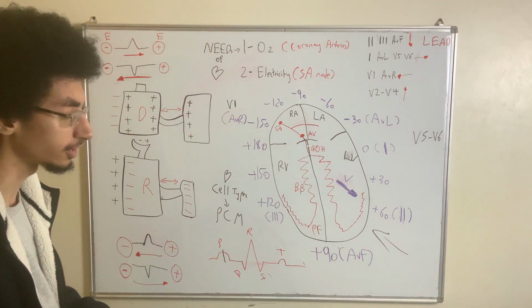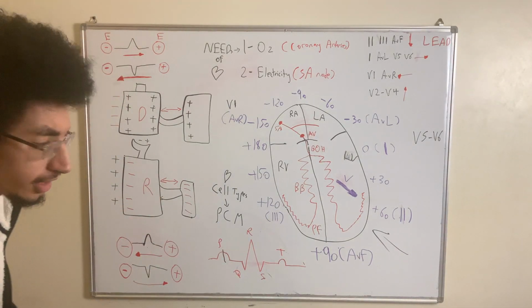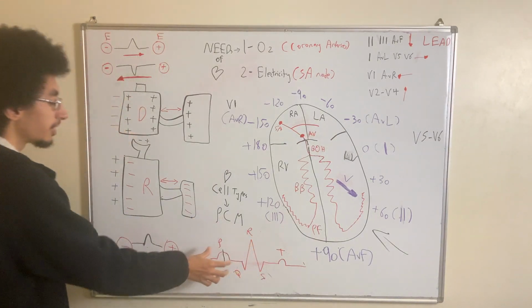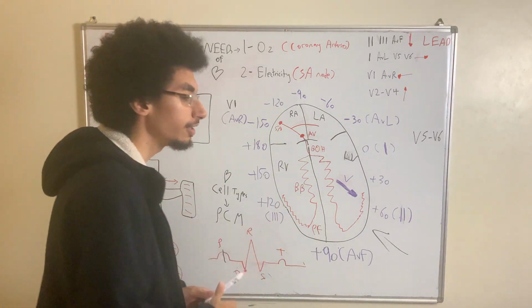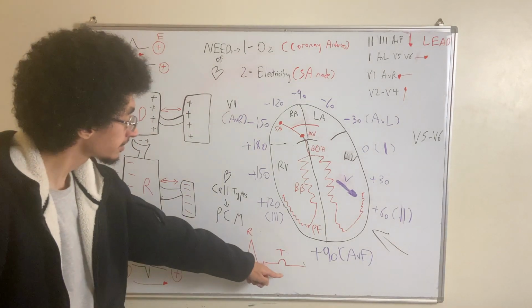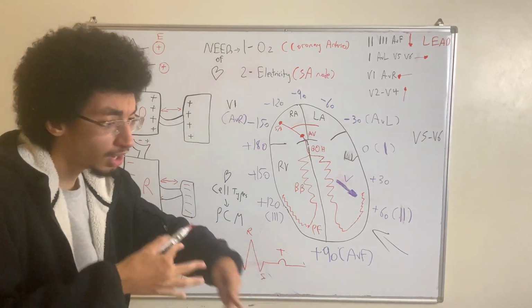Why is there a negative deflection? Why is there a positive deflection in the R wave? Why is the R wave so much bigger than these two? Why is the T wave a positive deflection, since it's repolarization? Why is that?